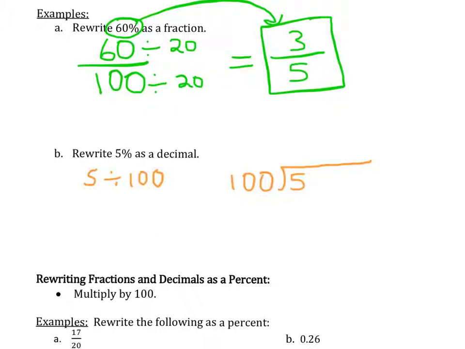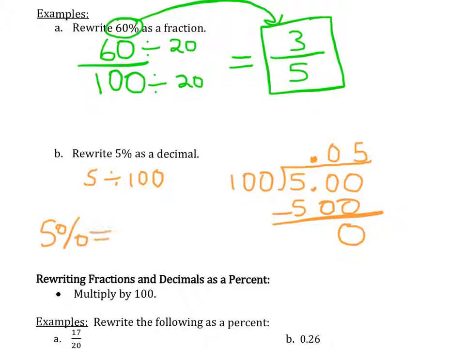All right, 100 is my divisor. It goes on the outside. 5 goes under my long division symbol. And I need to add 0 so I can actually do the division. So I put my 0 up here. Of course, 100 doesn't go into 50, but it does go into 500 5 times, because 5 times 100 is 500, and we get a remainder of 0. So 5% is the same thing as 0.05.